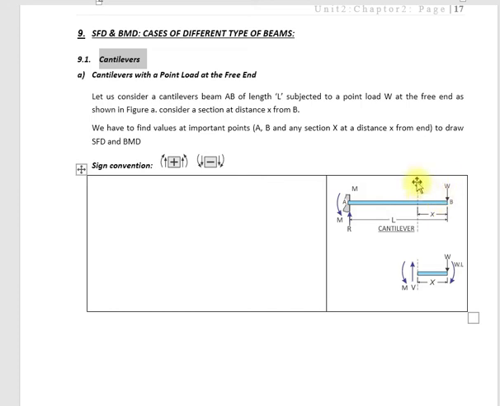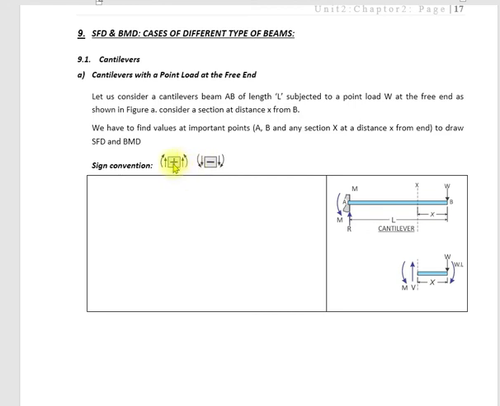We are considering a section X for the analysis. We are going to learn how to draw shear force and bending moment diagram for it. And now the sign convention for it would be this. Just now I am representing the sign convention with these diagrams. Later on I will explain it in detail in words.